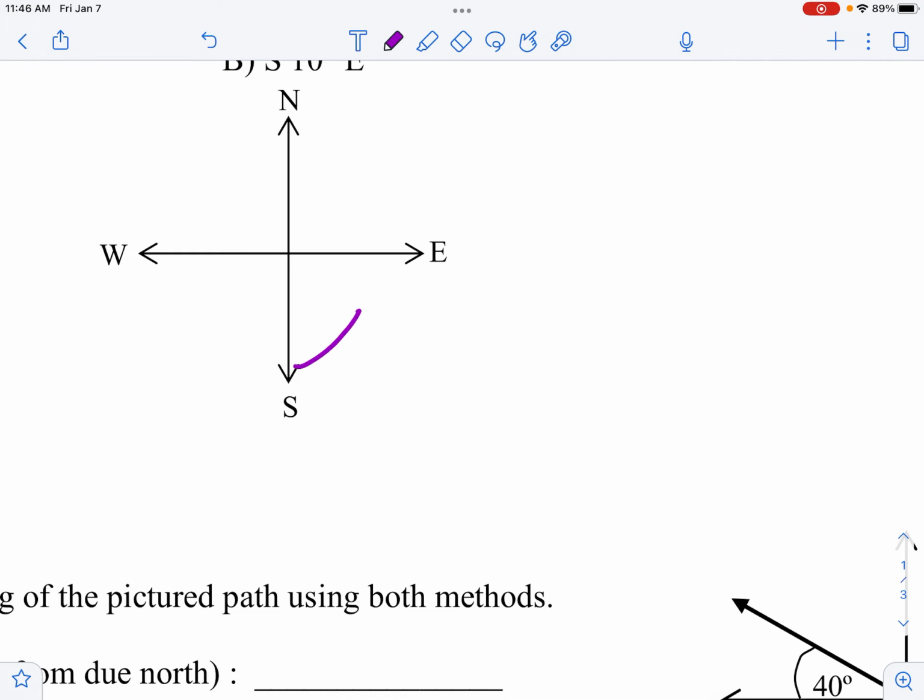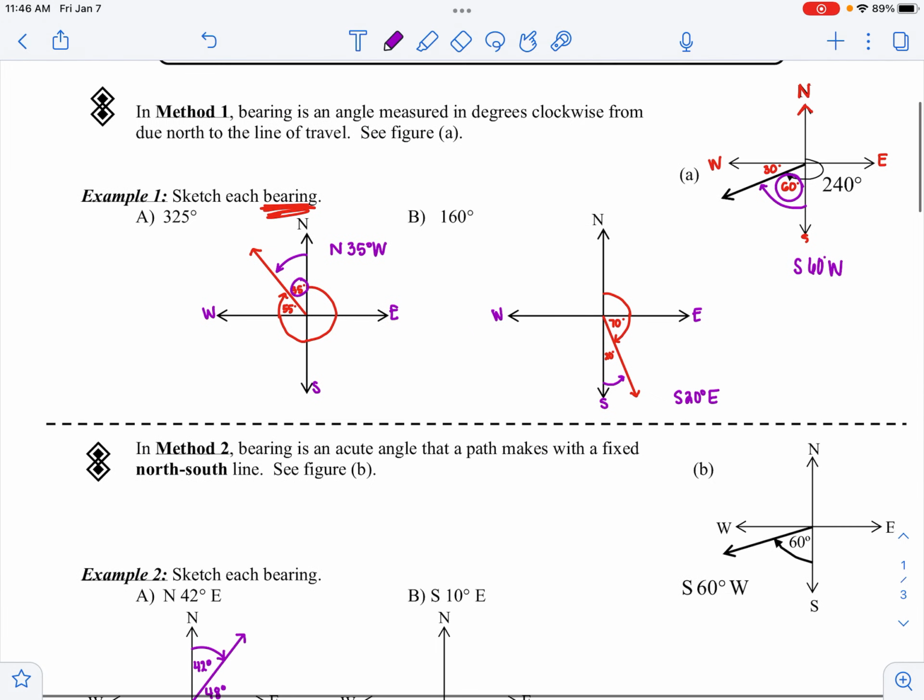South, 10 degrees east. So I'm going to start from the south, go towards the east. That's this direction. So I'm going to have a terminal side here. I'm going towards the east, and I'm only going 10 degrees. That would make this 80 degrees, and that one's done.